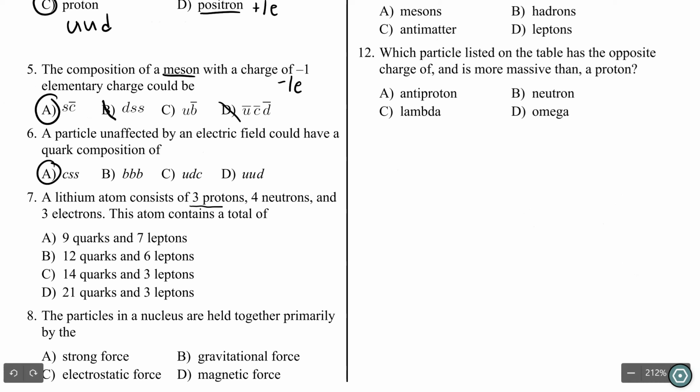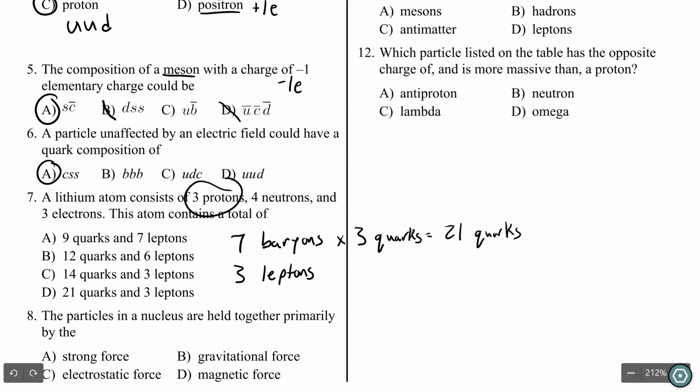So I have 3 baryons, 4 baryons, and so that's a total of 7 baryons, and 3 electrons, so that's 3 leptons. But they didn't say baryons. The baryon option is not an option. They're talking quarks. Well, we know that baryons are made of 3 quarks. So 7 times 3 quarks is equal to 21 quarks total for the protons and the neutrons together, and then 3 leptons. So that's going to be choice D.